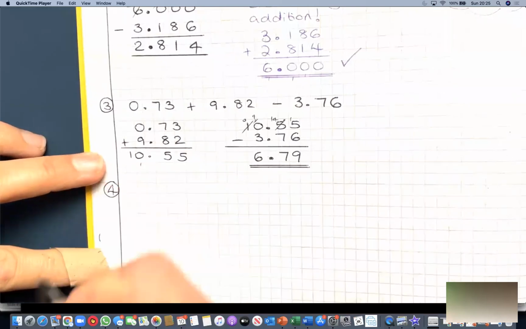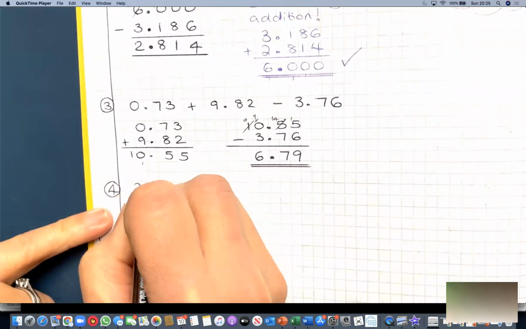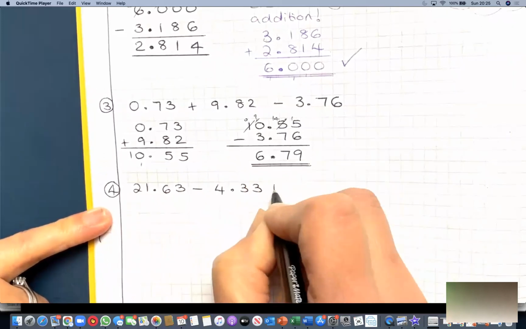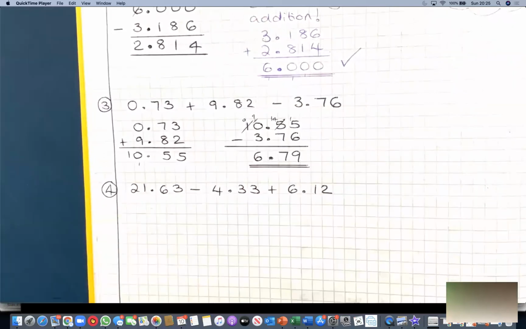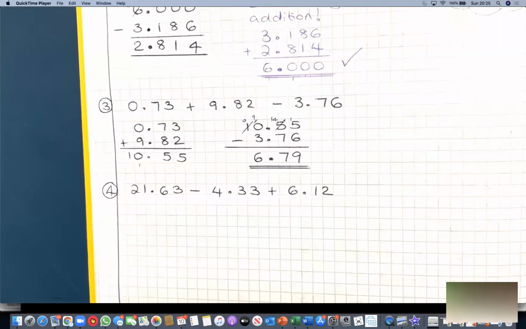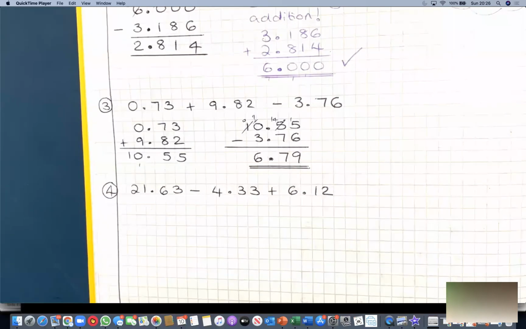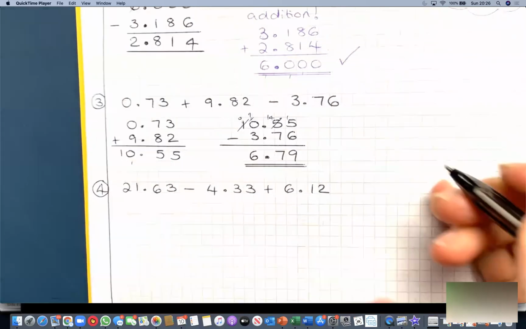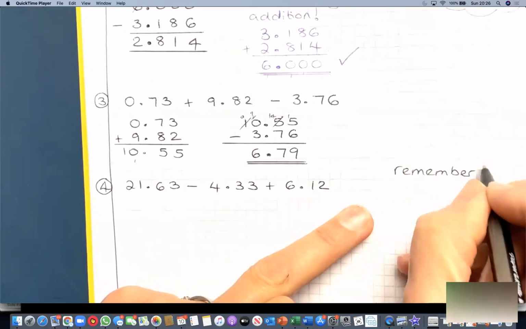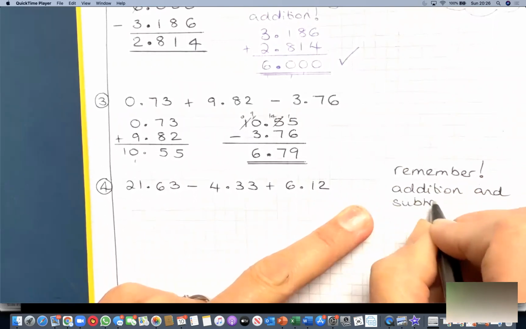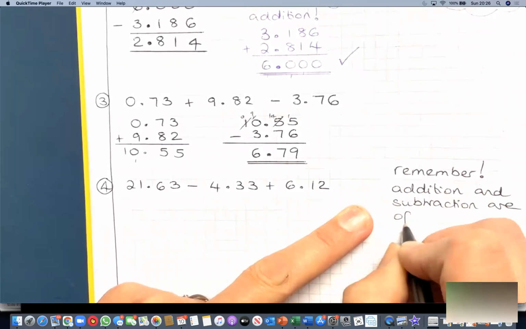Finally, question 4. I've got 21.63, subtract 4.33, add 6.12. It's very similar to question 3, but the reason I've kept it in is that often with a question like this, particularly if people have been taught BidMaths, they will do the addition calculation before the subtraction calculation. That is not correct. You're going to get the wrong answer if you do that. So we need to remember addition and subtraction are of equal importance.